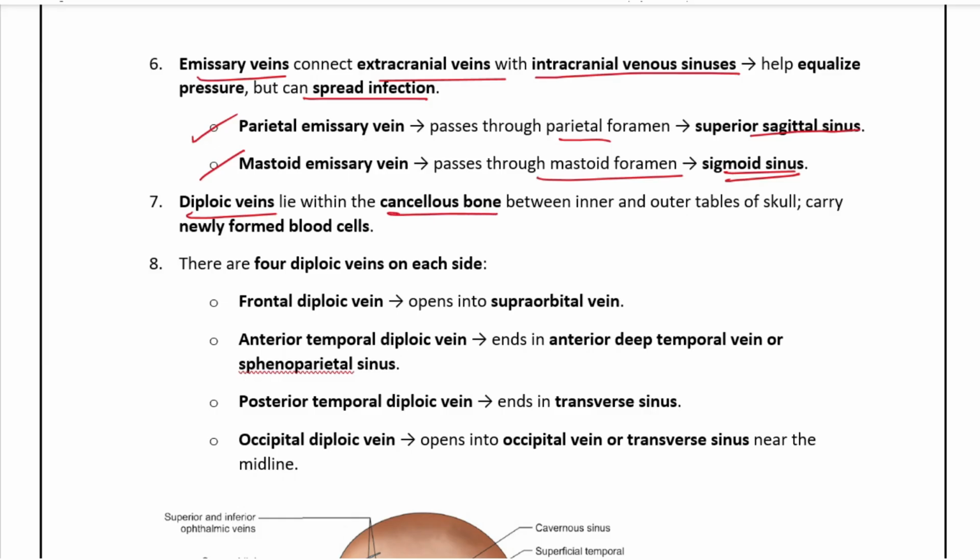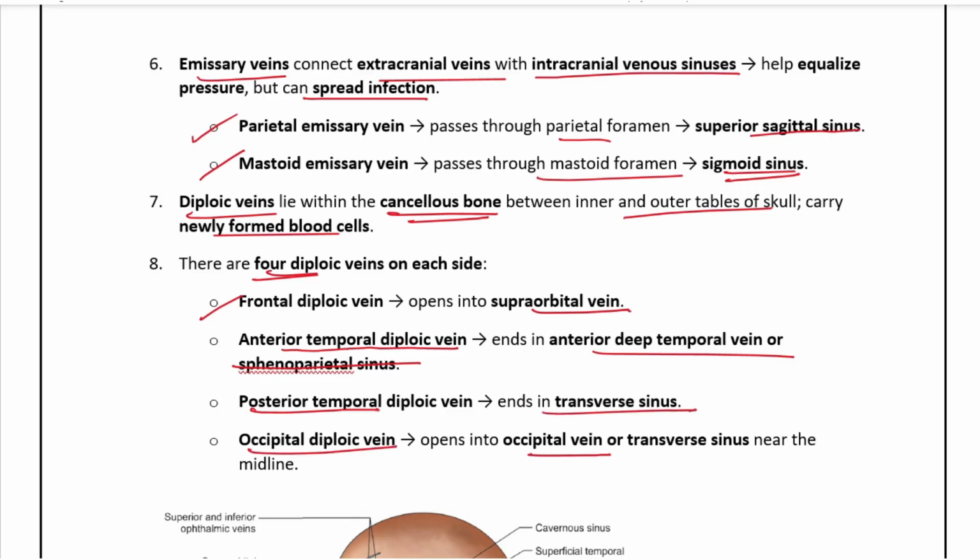Then we have the diploic veins. Okay, they are present within the cancellous bone between the inner and outer tables of the skull. They carry newly formed blood cells. There are 4 diploic veins. We have the frontal, which opens into the supraorbital vein. Then we have the anterior temporal diploic vein, which ends in the anterior deep temporal vein or the sphenoparietal sinus. The posterior temporal diploic vein ends in the transverse sinus. Then we have the occipital diploic vein, which opens into the occipital vein or the transverse sinus.